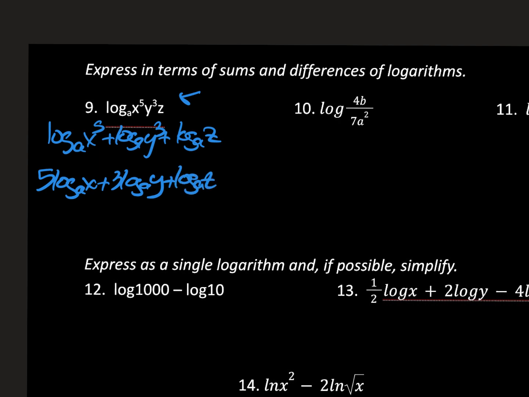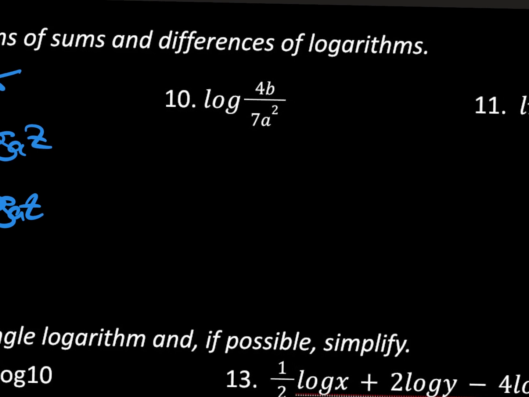Now, number 10 has got multiplication and subtraction and division in it. Now, the general rule is this. Anything that is in the numerator is going to have a plus sign. It's going to be multiplication. Anything in the denominator, because it's been divided, is going to be subtraction. So I'm going to write it just like that. I'm going to say log 4 plus log b. Now the denominator is minus always. Minus log 7 minus log a squared.